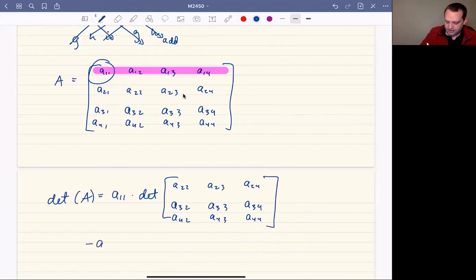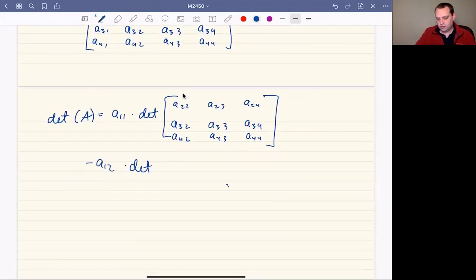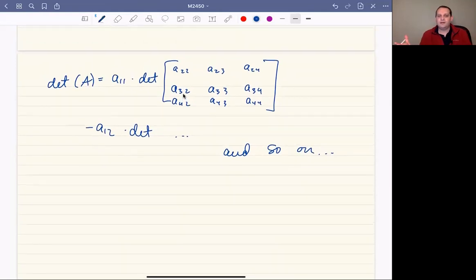And then minus A12 times the determinant of the corresponding submatrix that you get by deleting this row and this column. So you get minus A12 times the determinant of that 3 by 3 matrix, and so on. We'll do some concrete examples as we go along. That's how we expand along the first row. And of course, if you have a 5 by 5 monstrosity, and I would never do this to you, you would do the same thing. You just use one row, just go across.